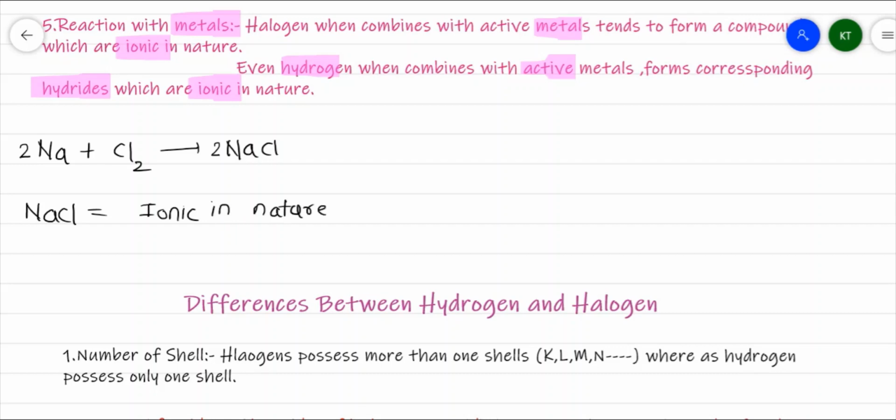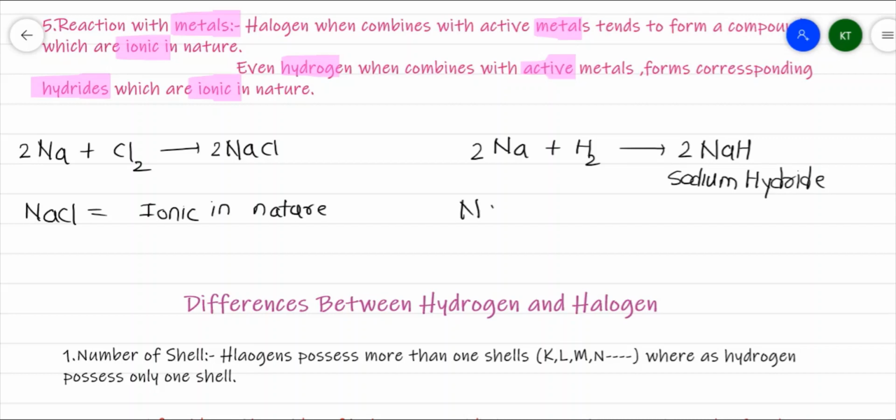Now let me take sodium metal combining with hydrogen, which results in the formation of sodium hydride. This sodium hydride is also ionic in nature.